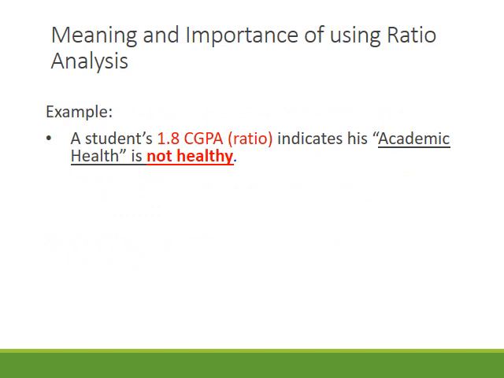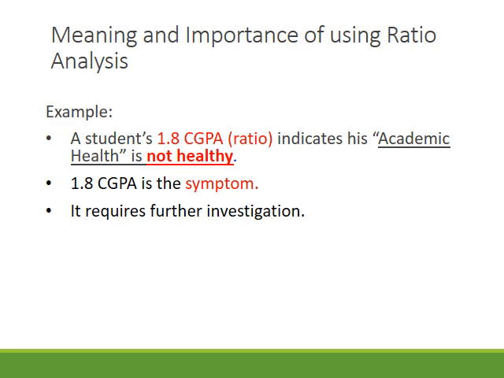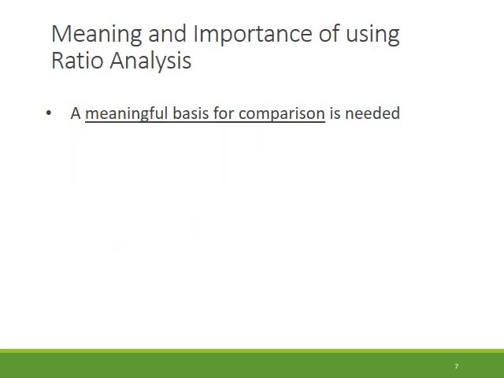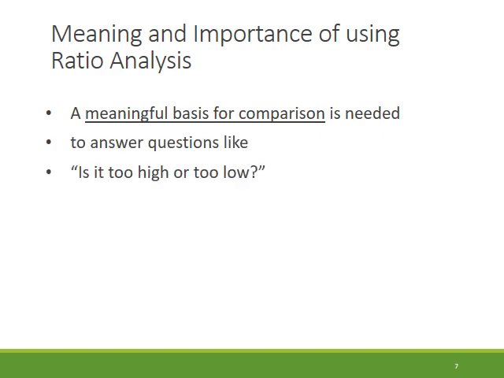Let's look at a simple example here. A student's 1.8 CGPA ratio indicates his academic health is not healthy. 1.8 CGPA is the symptom. It requires further investigation. The real problem could be due to either laziness, poor time management, or a health issue. A meaningful basis for comparison is needed to answer a question like, is it too high or too low? Is it good or bad?